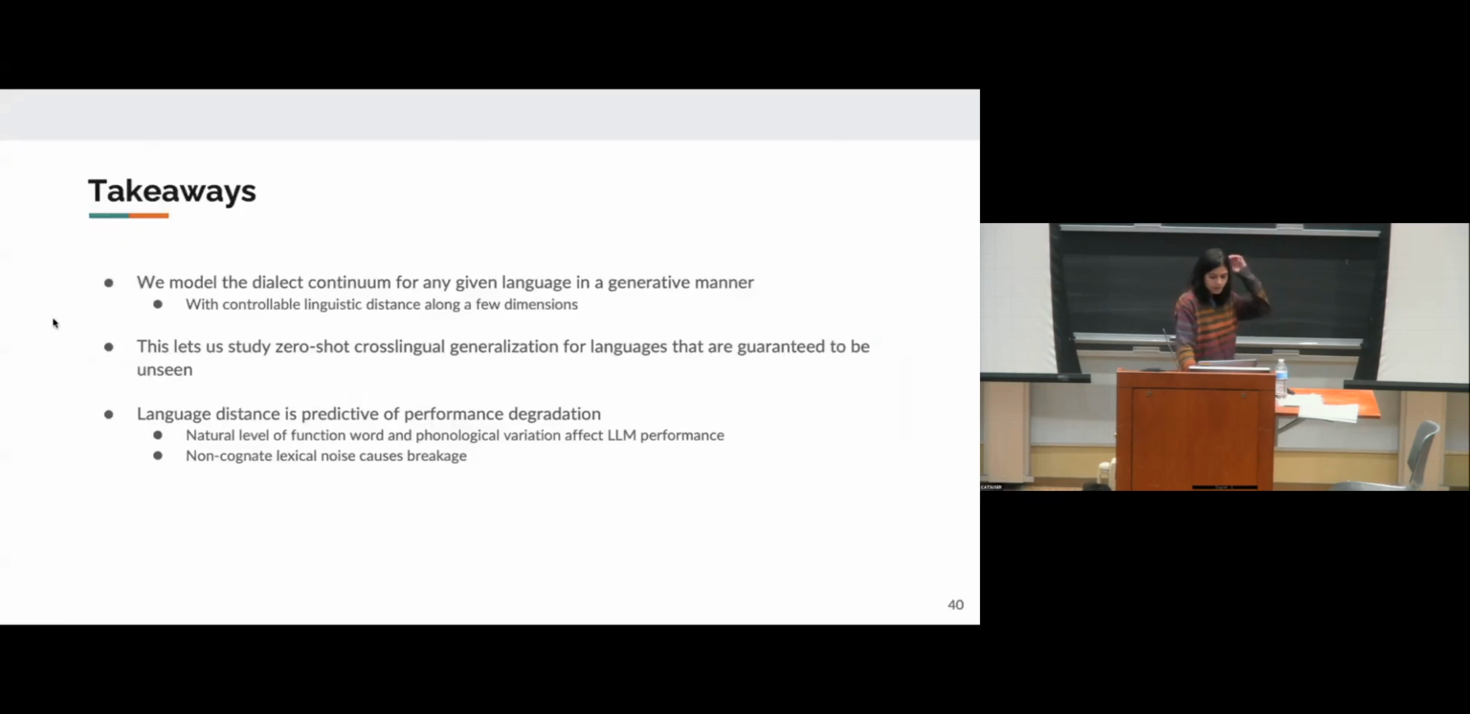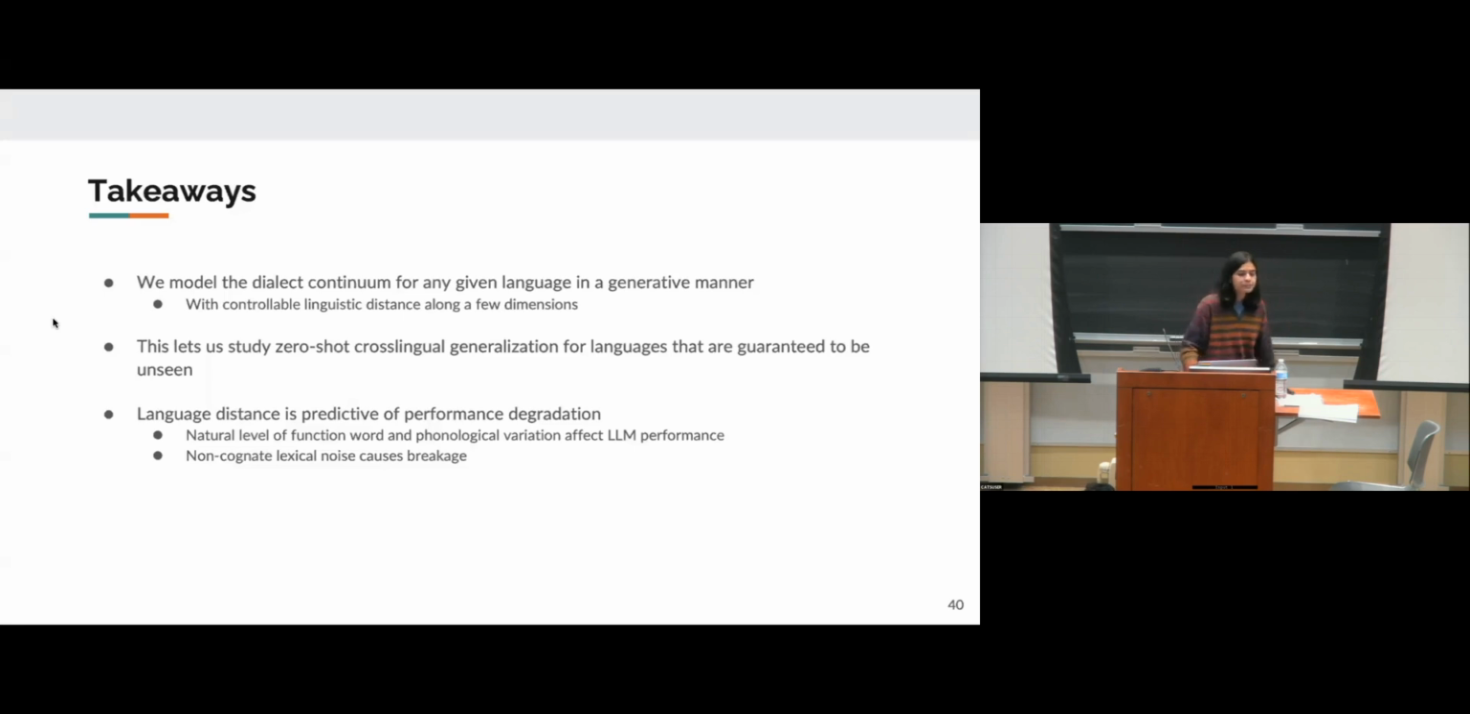Anyway, in summary, we set up a method to model a hypothetical dialect continuum for some language by simulating mechanisms of linguistic divergence. And this lets us study zero-shot cross-lingual generalization on truly unseen languages in LLMs. In general, what we find is that language distance is predictive of PD, and some kinds of function word noise and phonological variation affect LLM performance maybe more than morphological change.